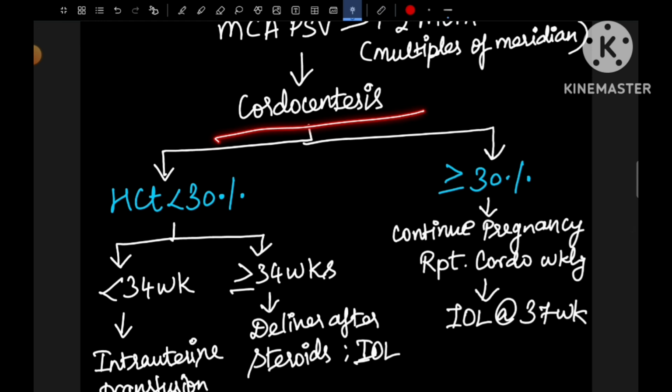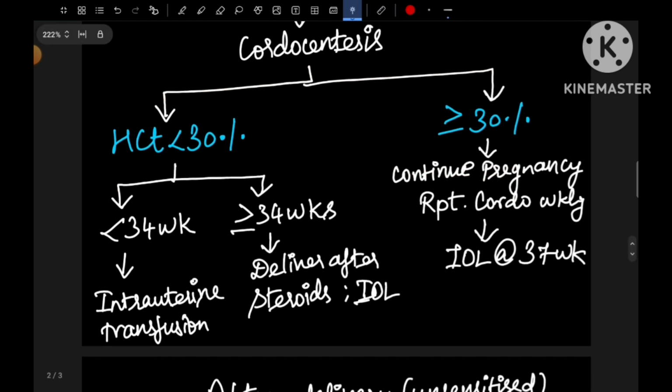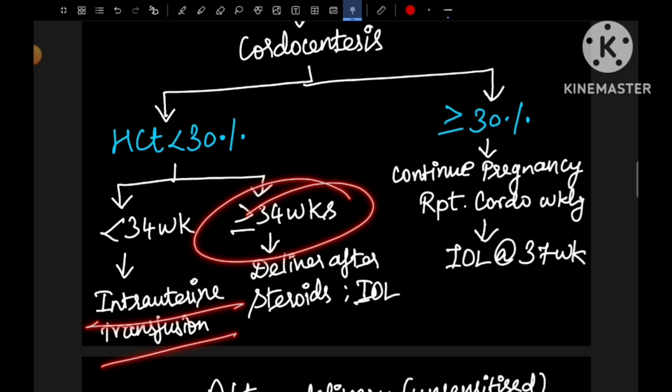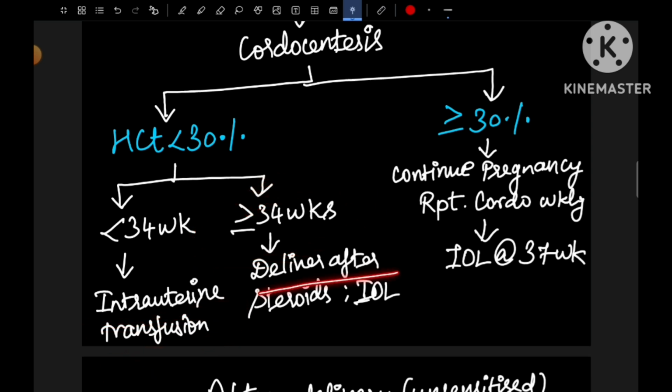What you are going to see in cordocentesis is the hematocrit value. Whether it is less than 30% or more than 30%. If less than 30%, you have to see the gestational age. If it is less than 34 weeks, you do an intrauterine transfusion. But if it is more than or equal to 34 weeks, you have to deliver after giving steroids for fetal lung maturity, and then do induction of labor. Mechanical induction is there, and drug induction, that is chemical induction, is there. You can do anything.